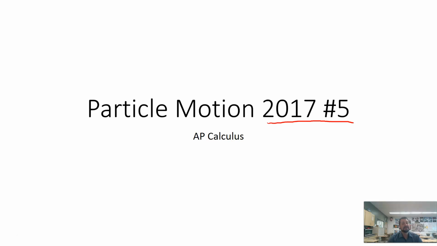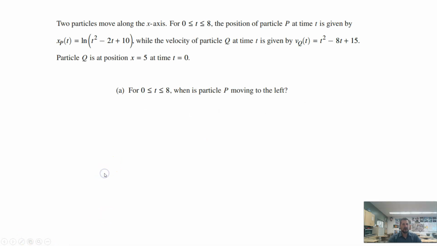But I am going to walk through this problem as if I did not have a calculator to correctly answer what is going on. So we look at this problem. We've got two particles moving along the x-axis. For time between 0 and 8, I've got my first particle P, and its position equation right here. Now again, that's important because it also gives us the velocity of particle Q. So one of them is a position equation, the other is a velocity equation, and it tells us particle Q has a specific position at a specific time.